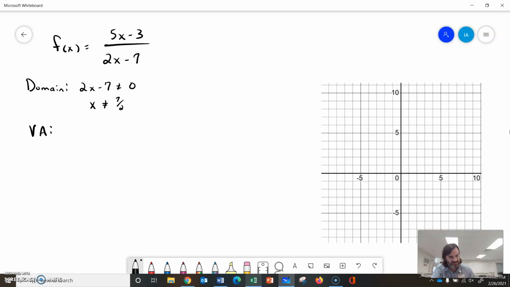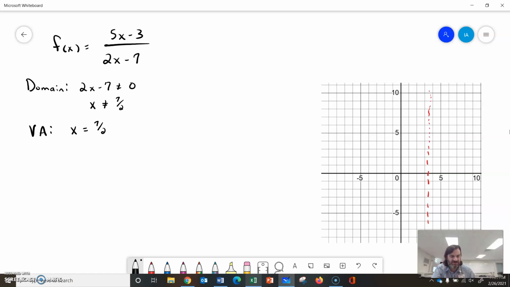So when we solve that, x cannot be 7/2. And since nothing reduces here, we'll have a vertical asymptote at x equals 7/2. So that's about 3.5. So we'll estimate it over here. Somewhere between 3 and 4.